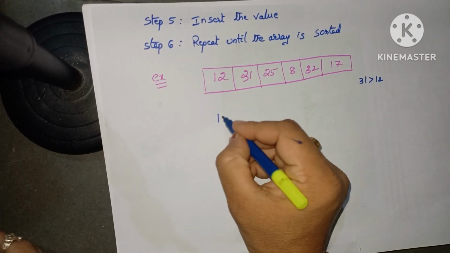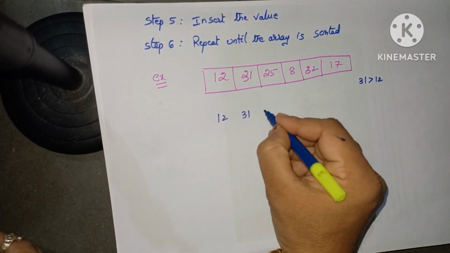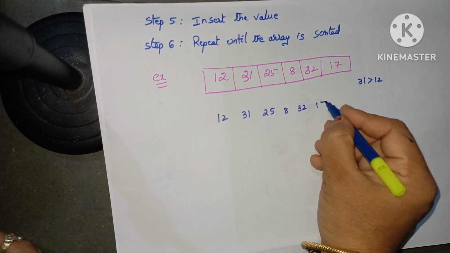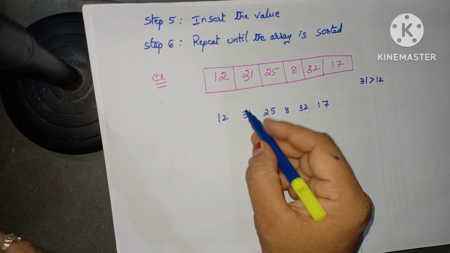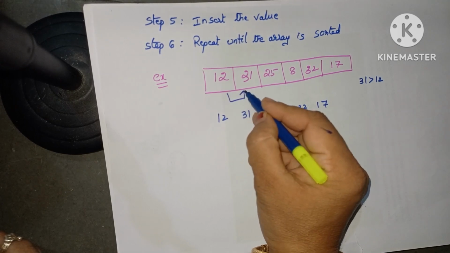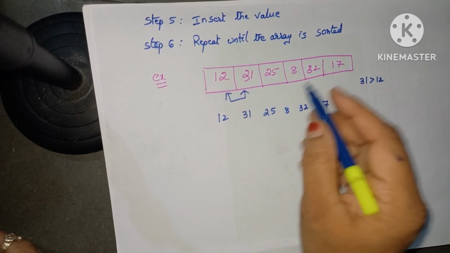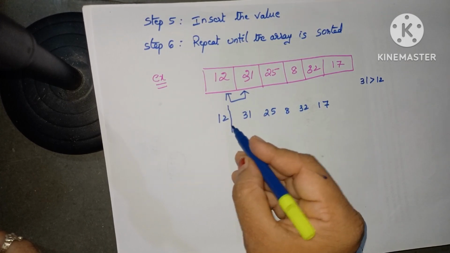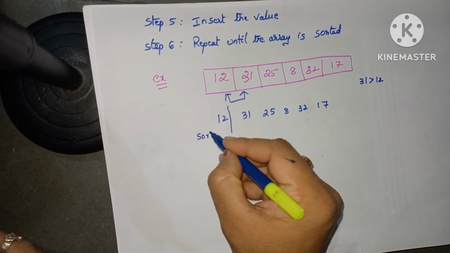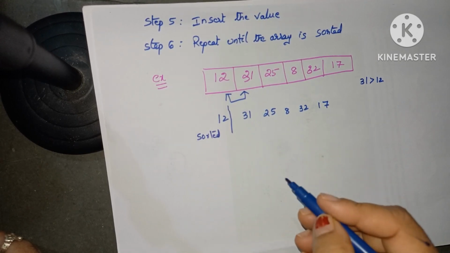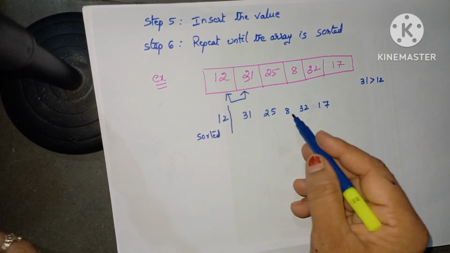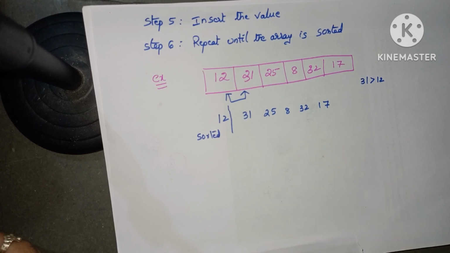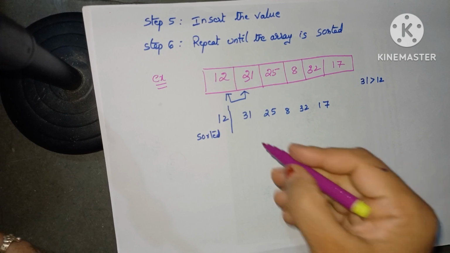So we take 12, 31, 25, 8, 32, 17. Then we consider 12, and compare these two elements. Both are already in the ordered manner. So 12 is considered as the sorted array. So 12 is already in position. This is the sorted one. Next move to the next two elements. So what are the next two elements? 31 and 25.